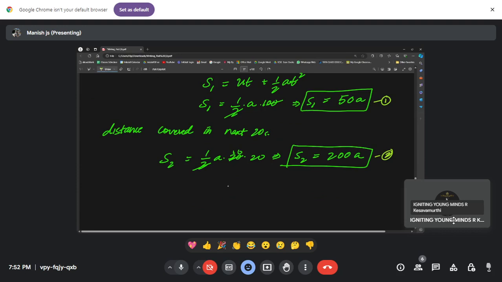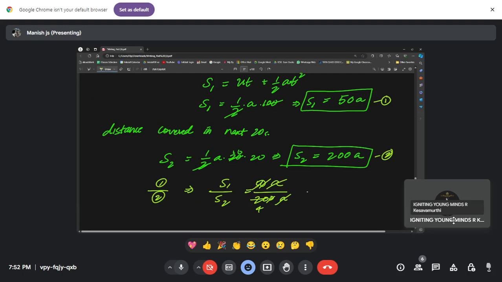Equate them, children. Equate for acceleration. So when you equate them, what do you get? Or you can also go for a division. If you do 1 upon 2, you get S1 upon S2 is equal to, A would get cancelled off. Anyways, I'll write it and then I'll show you the cancellation. So 50A upon 200A. A cancels, 0, 0 cancel, 5 ones are 5, 5 fours are 20.